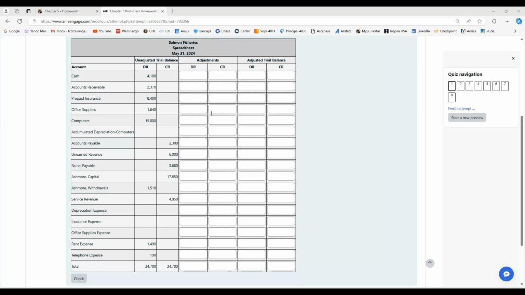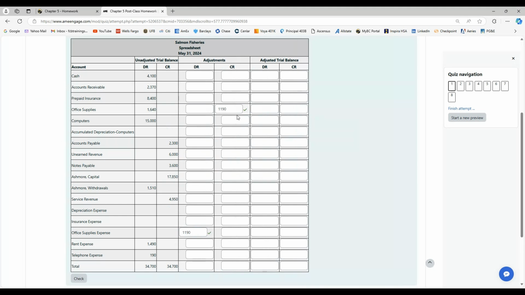So this is a debit, it's an asset, right? So a debit normal balance. To reduce an asset, we want to credit it. So we're going to put 1,190 in for our credit. And then the other side of the reduction in office supplies is going to be office supplies expense, right? Because those office supplies were used up during the month of May, or whenever this time period was, since they last did, say, for example, an inventory count or some purchase to get this balance on there. So, okay, that's the first adjustment.